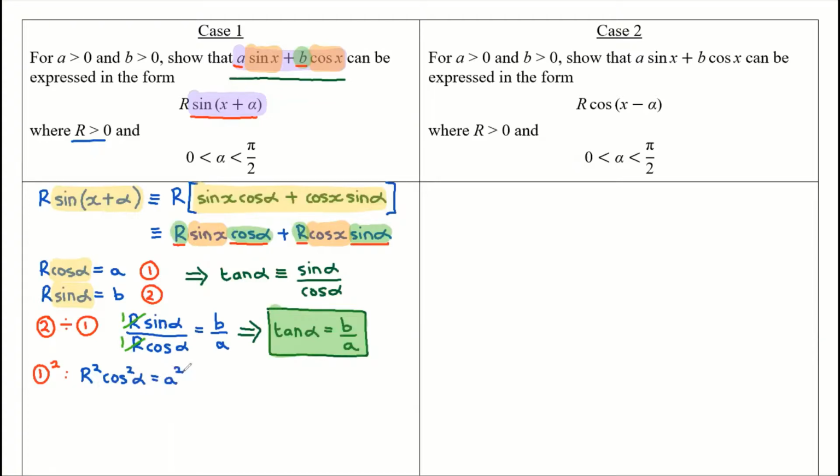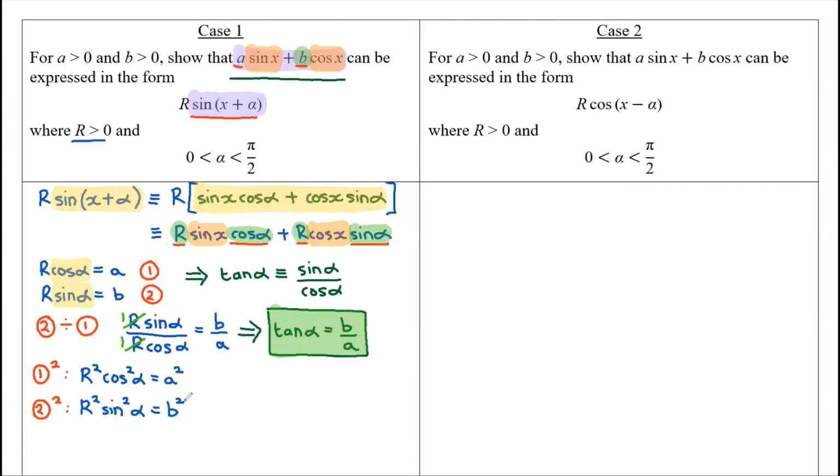I hope that's okay. And if we do the same thing to equation 2, I'm going to square equation 2, and you can get ahead of me with this if you like. So we're going to have r squared multiplied by sine squared alpha. Remember, you square everything in the expressions on both sides, would be equal to b squared. All right. Now, what can we do with this?